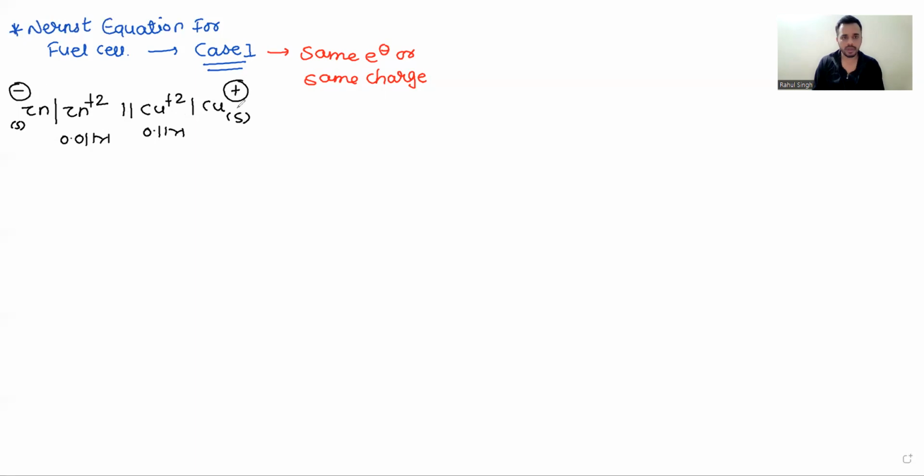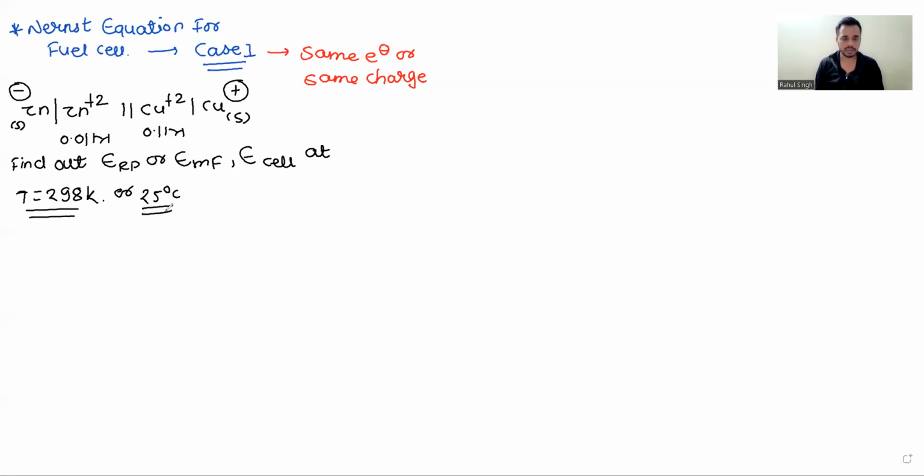So what we have to do over here, what we are asked: find out EMF. Sometimes it will be given as EMF, sometimes it will be written as E cell. Anything may be written over here. Find out the EMF of the cell at temperature 298 Kelvin. Or temperature will be given as 25 degrees Celsius. Just remember this particular thing.